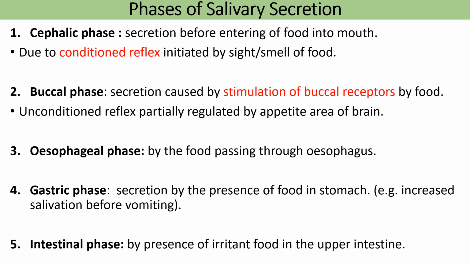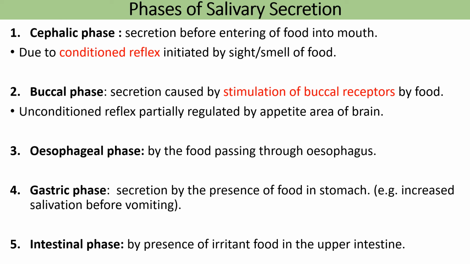Now second comes the buccal phase. Buccal means your buccal cavity. So whenever you are eating, putting the food inside your mouth, the secretion of saliva is caused by the stimulation of the buccal receptors by the food. Now this is an unconditioned reflex which is partially regulated by the appetite area of your brain. The third phase of salivary secretion is the esophageal phase. That is, there will be production of saliva whenever the food passes through the esophagus. Again, it is due to stimulation of the receptors present in the esophagus.